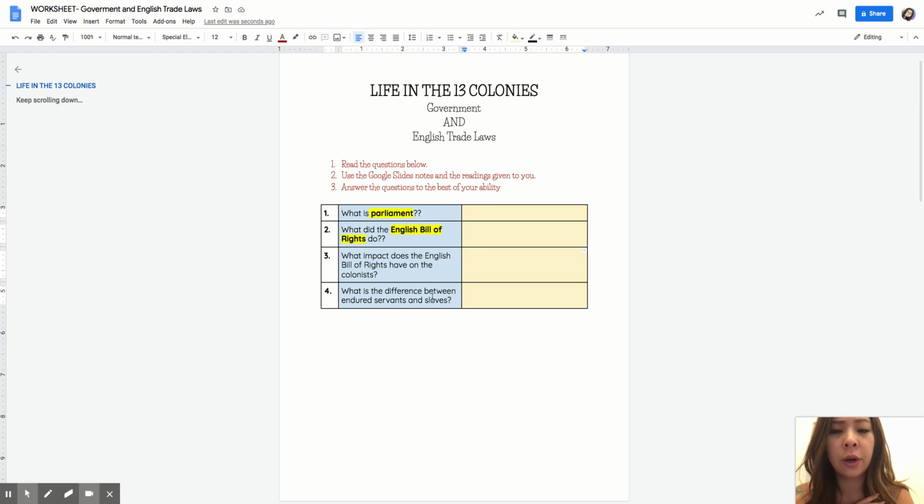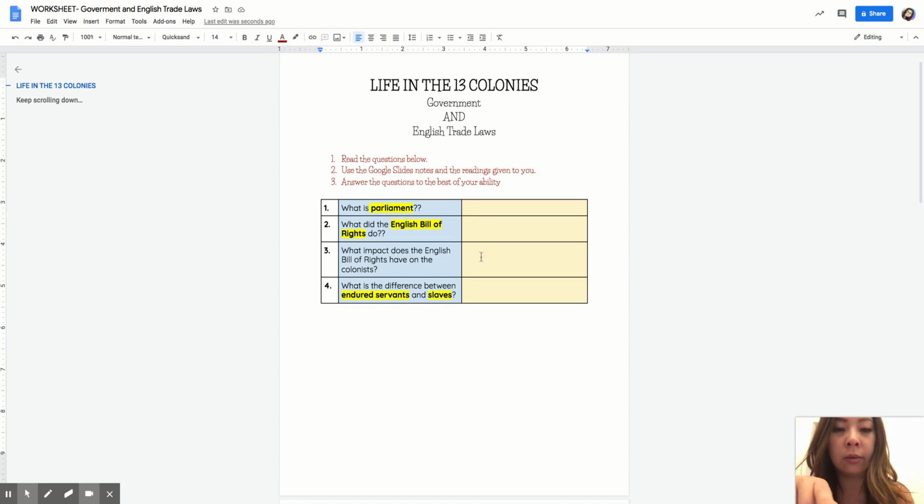And then number 4, what is the difference between indentured servants and slaves? So you need to go back to your Google slides and find the slides where I talk about servants, and find the slides where I talked about slaves, and find the difference. I will also talk about that in class. And you need to type it out here. Now, we are not done, so you need to keep scrolling when you're done with this.